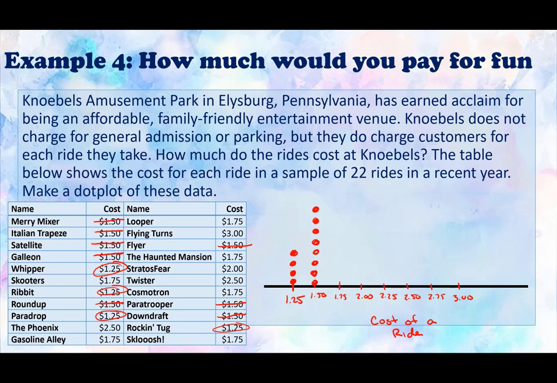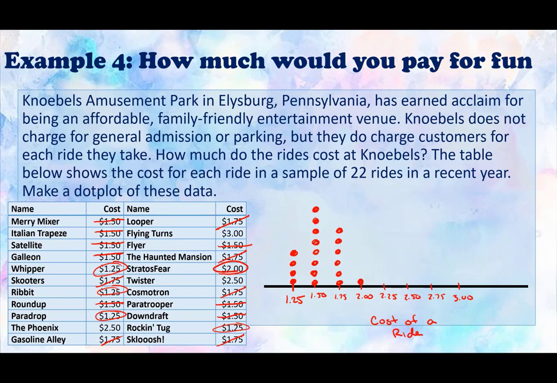So next we have $1.75. So we have 1, 2, 3, 4, 5, 6 dots. So that means we're going to put 6 dots at $1.75. Now we're looking for $2, and it looks like we only have one $2 ride, so we're just going to put 1 dot at $2. If you look through all of these numbers, there are actually no rides that cost $2.25 to ride, so we're going to leave that space blank here.